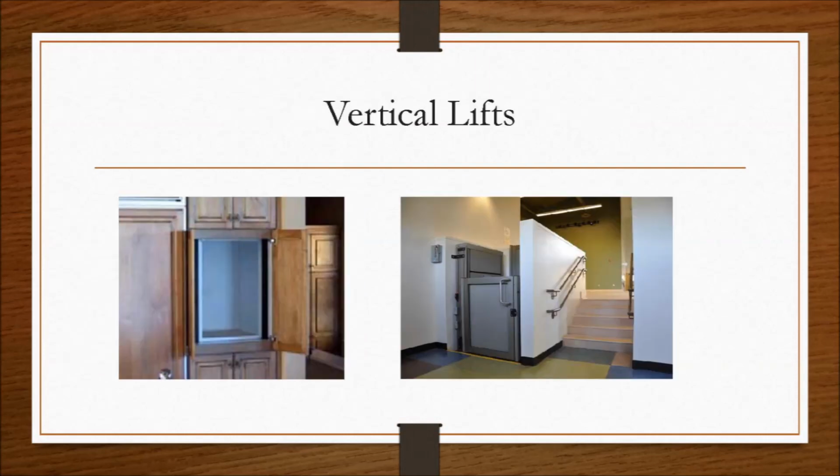Automated dumbwaiters can carry loads of up to 1,000 pounds at speeds of up to 350 feet per minute. The maximum cart size is approximately 32 inches wide, 68 inches long, and 70 inches high. Automated dumbwaiters are also called ejection lifts.